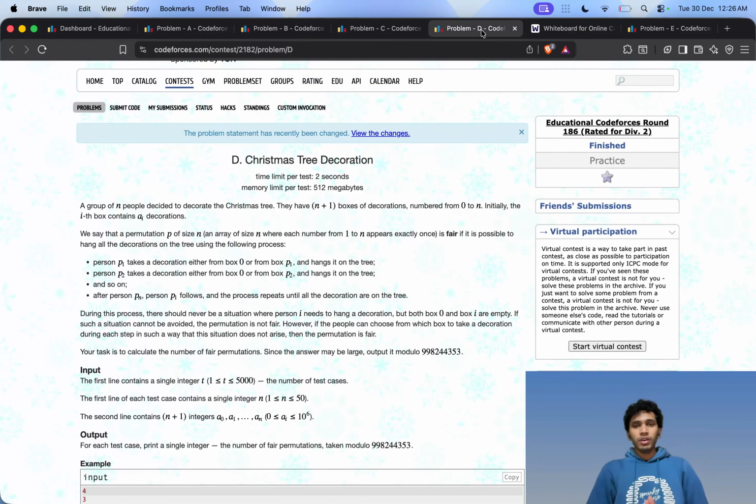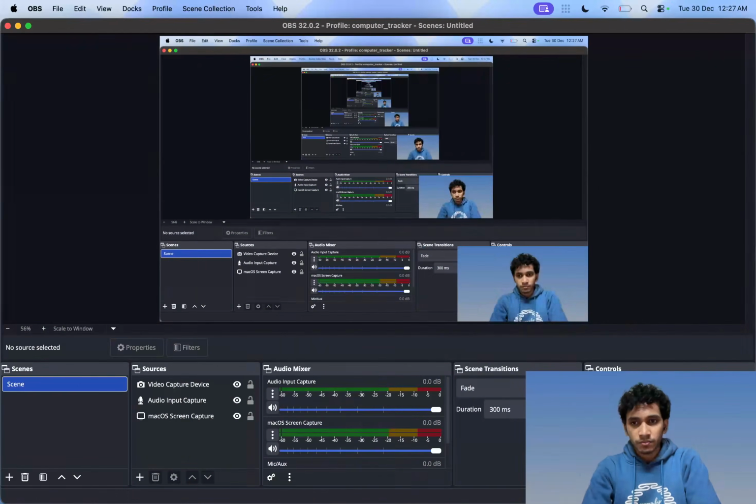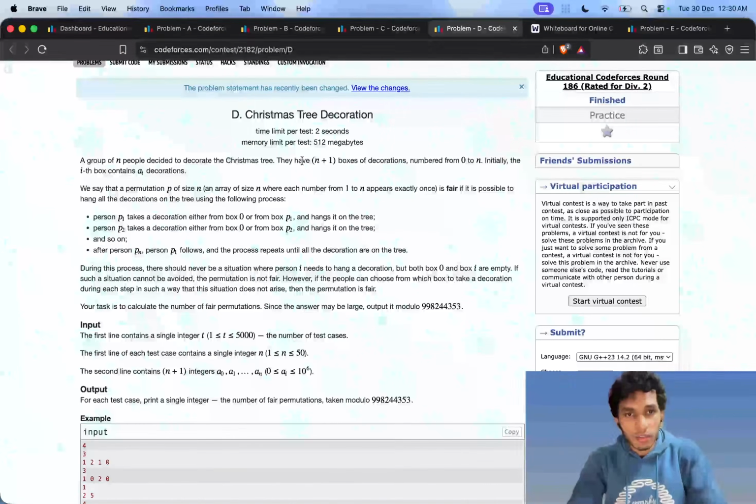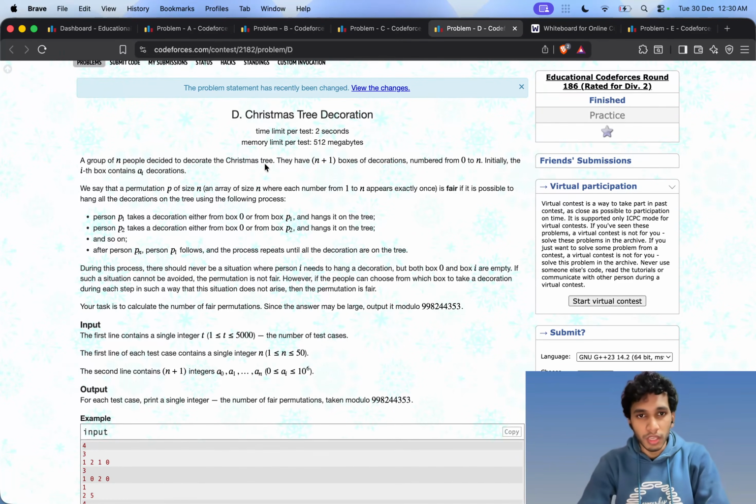Now let's move forward to the D problem of today, which is Christmas tree decoration. A group of n people decided to decorate the Christmas tree. They have n plus 1 boxes of decoration numbered from 0 to n. Initially, the ith box contains AI decorations.